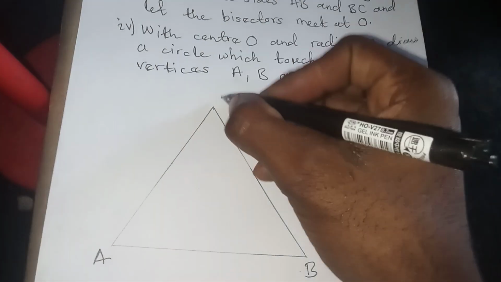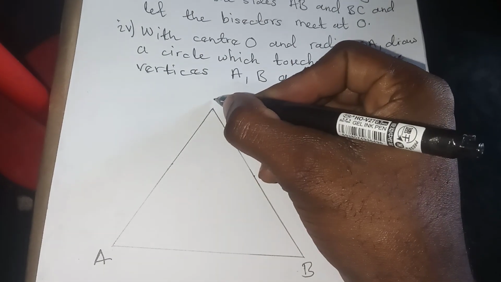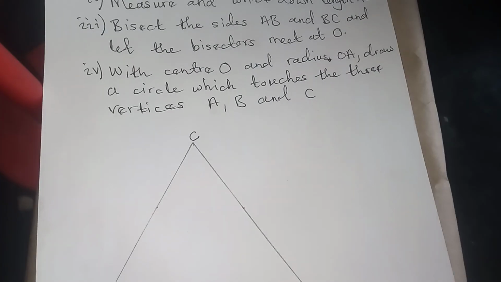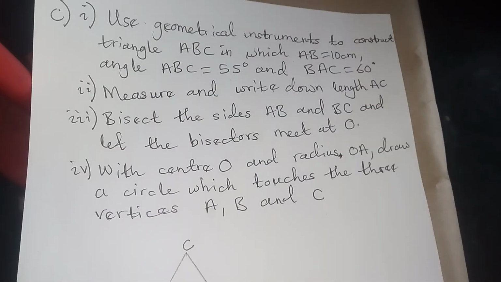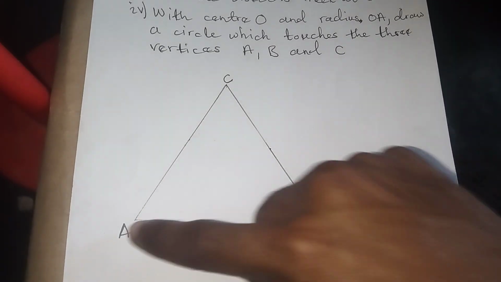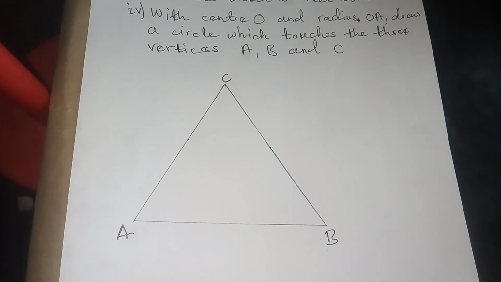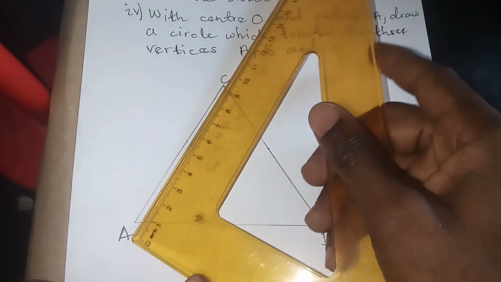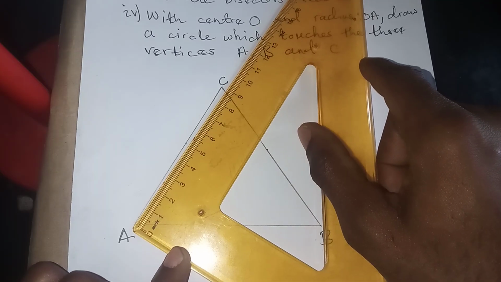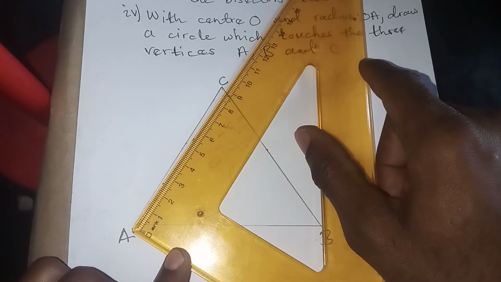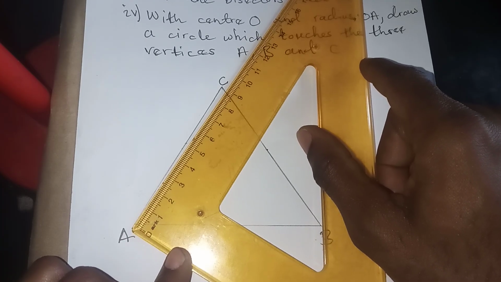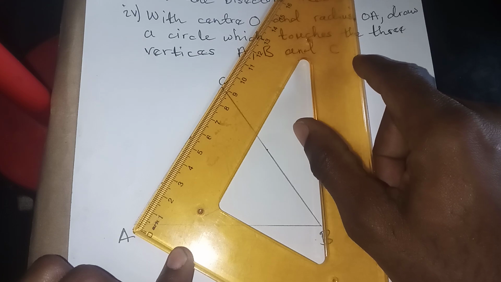Okay, and then do not forget to label this. So this is my C, and then the second part is saying measure and write down the length AC. So now I want to measure this distance. So you're not just measuring, you are also writing down the measurement, because if you just measure without writing, then the marker may not know.